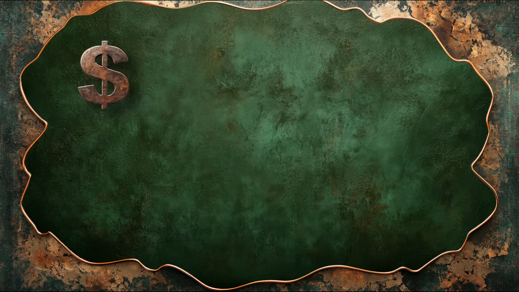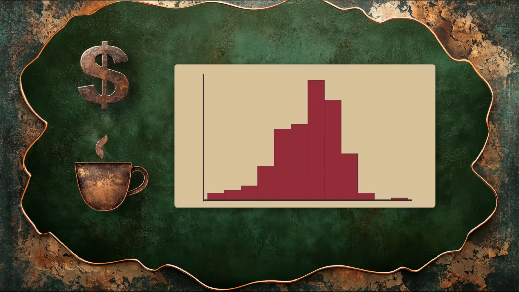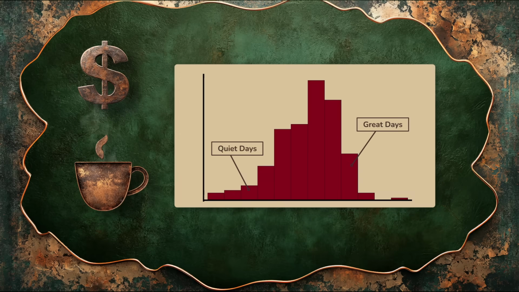Okay, one more. Look at the daily revenue of Café Socratica over a year. Some days are great, some are quiet, but most hover around a typical number. Plot those. Another smooth peak.